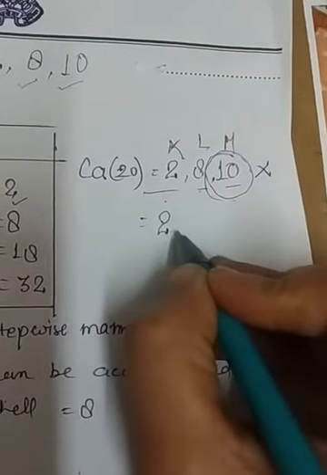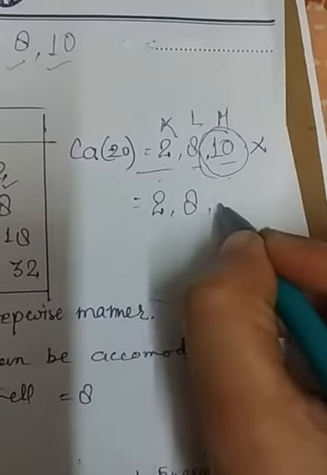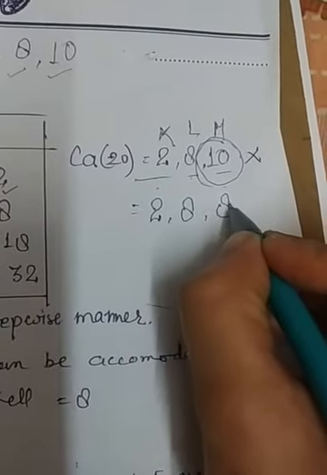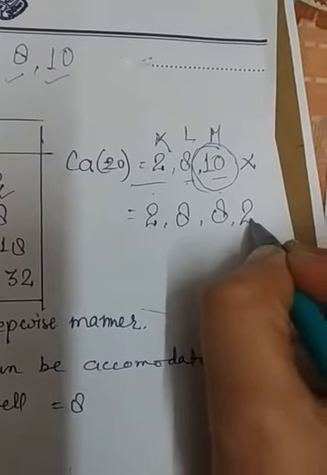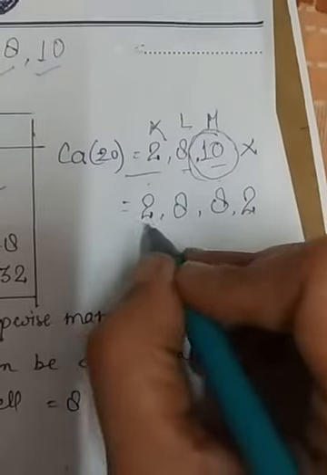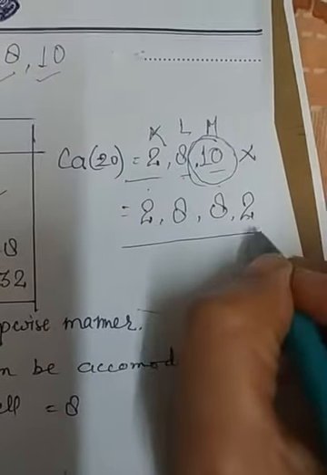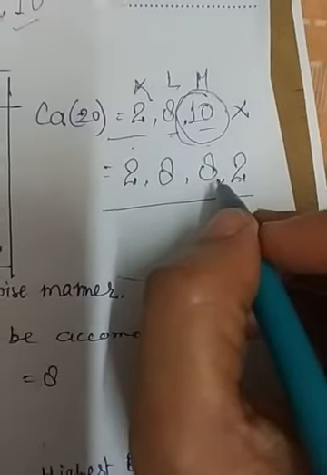In the first shell, just place 2 electrons. In the second shell, place 8 electrons. In the third shell, write 8 electrons. And in the fourth shell, we can write 2 electrons. 8, 8, 16, 18 and 20. Okay, so in this way we will write. Now we are following the rules.